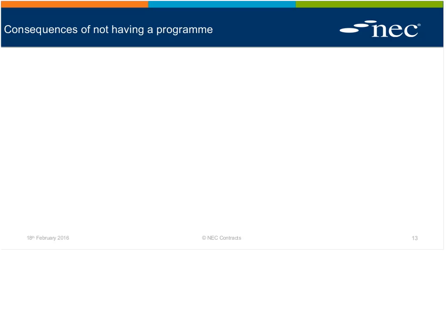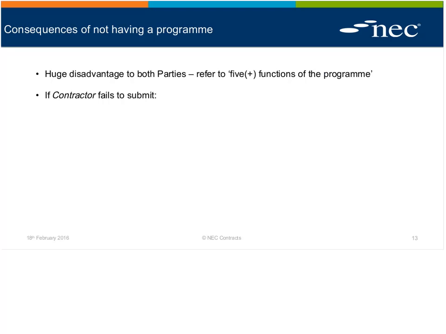Let's look at the consequences then of not having a programme. I think this is coming on to our final couple of slides here. So, huge disadvantage. Refer to everything we've just said. Let's look at some of the contractual issues with not having a programme, some of the consequences. So, if the contractor fails to submit, if there isn't a first programme identified in contract data, which we already said right at the very start, why wouldn't you have a programme at tender? It's so useful to the evaluation process.